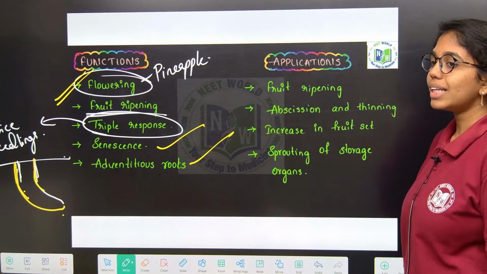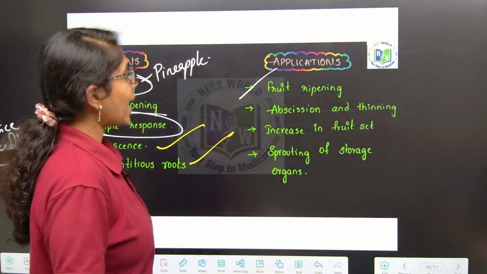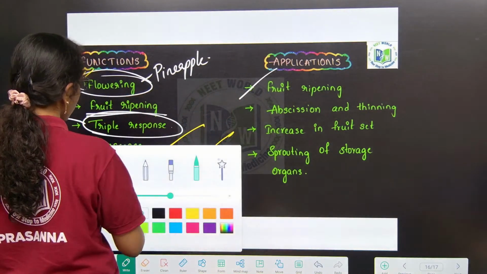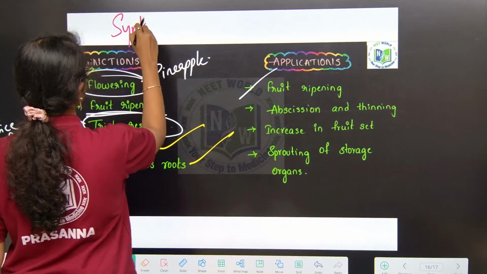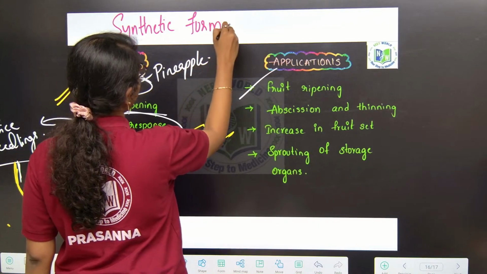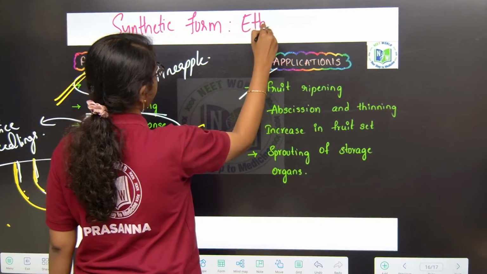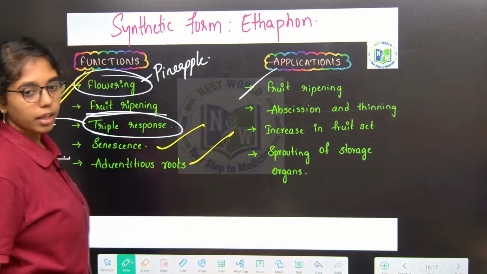Applications. If more ethylene is applied, it will promote fruit ripening. And the synthetic form of ethylene is what? Can anyone say? The synthetic form of ethylene is ethaform. Ethaform is the synthetic form of ethylene.